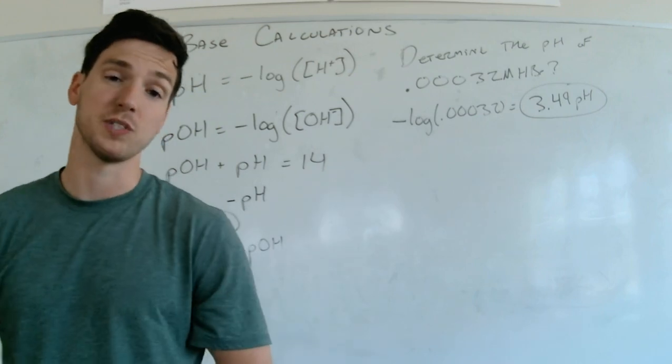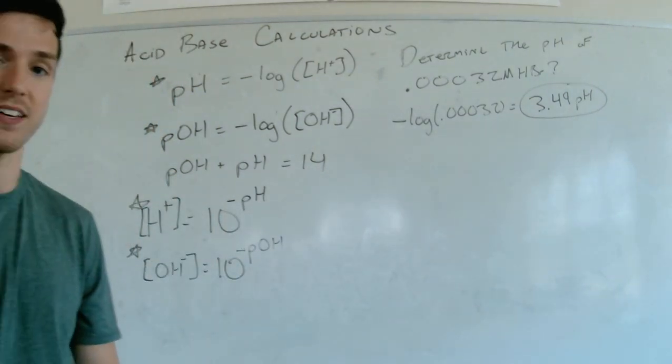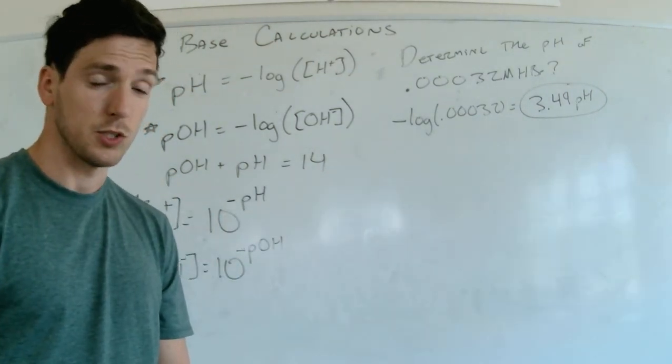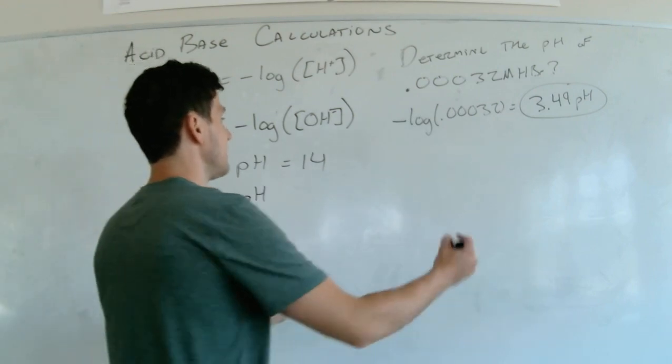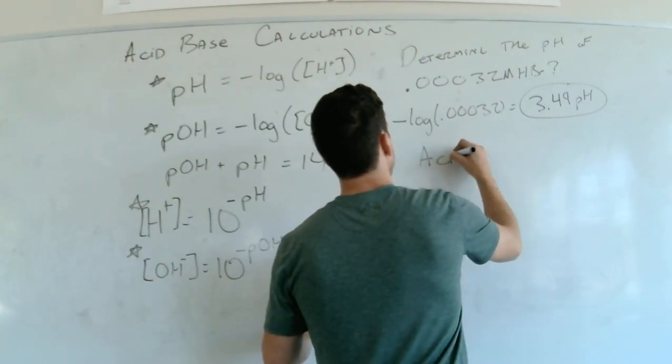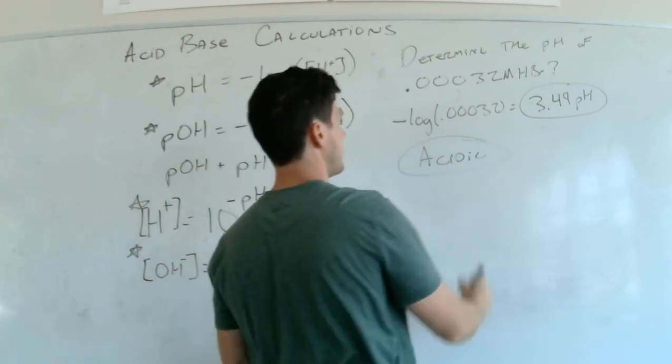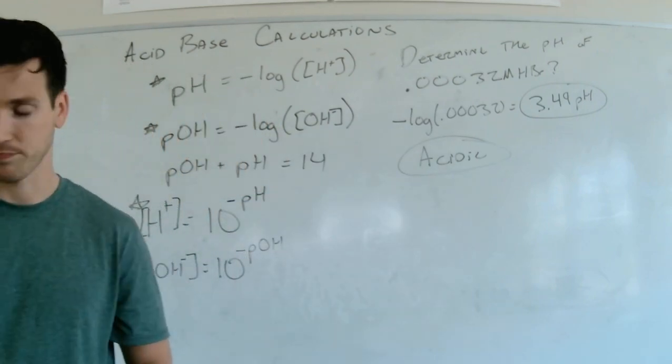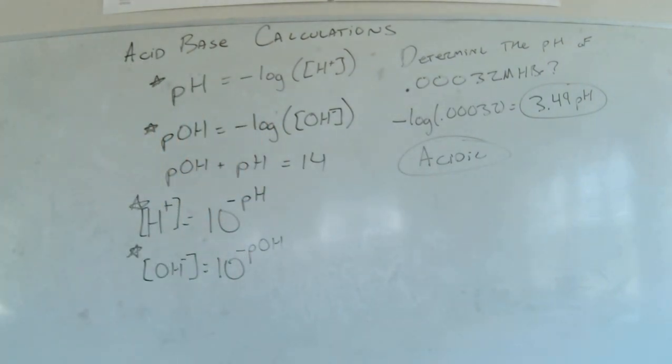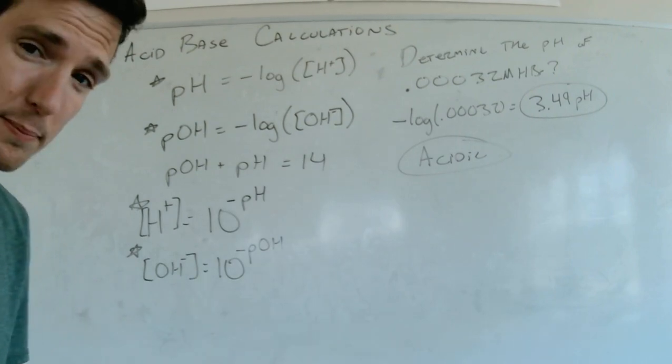I'm going to ask you, is this solution acidic or basic? You would say acidic. Okay? The pH is below 7, so it is indeed acidic. Let's go ahead and do one more example. One more, and then I'm done.